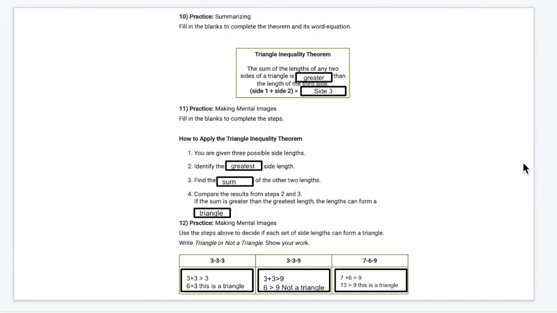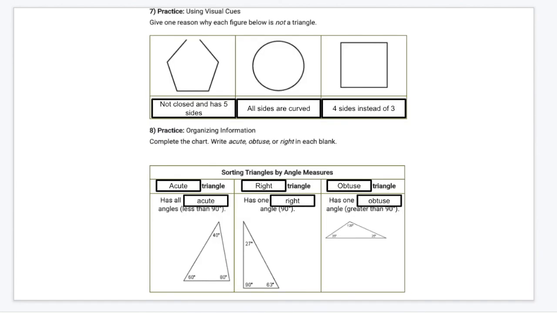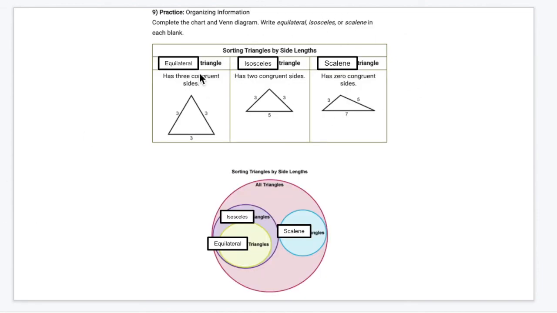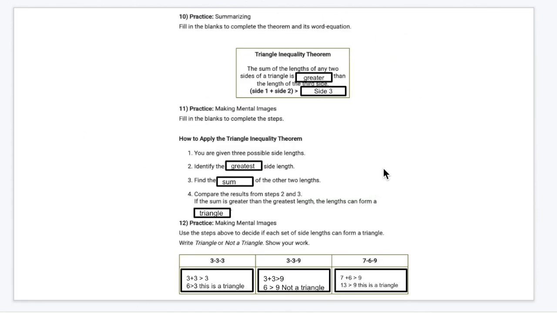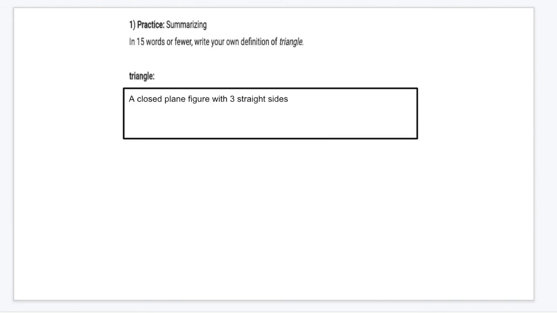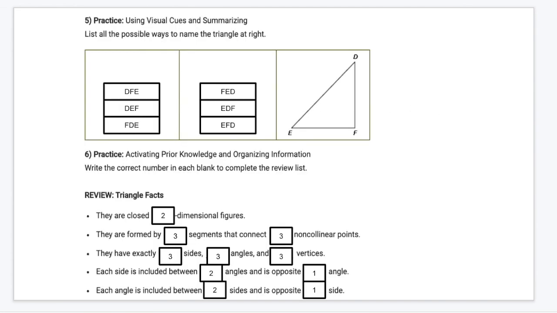Great. So let's just recap what we talked about in this lesson. So we talked about how we can identify triangles based on their measurement, right? So we can identify different types of triangles by their angle measurements and their side lengths. We can also determine if a shape is a triangle based on the triangle inequality theorem, and also based on the definition of a triangle and those key facts that we have about triangles, right?